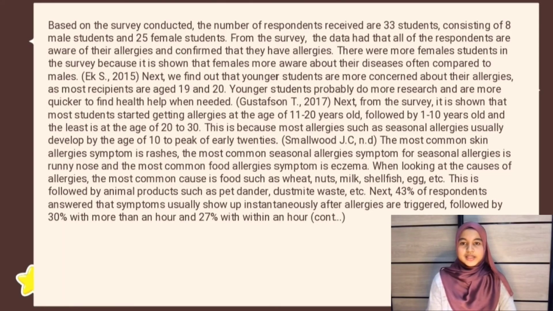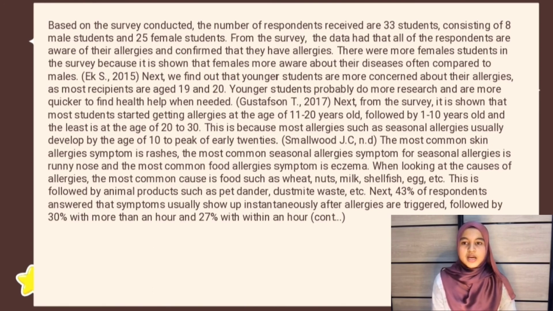For this section, I will discuss the discussion and conclusion based on our survey. Based on the survey conducted, the number of respondents received is 33 students, consisting of 8 male and 25 female students. From the survey, all of the respondents are aware of their allergies and confirmed that they have allergies. There were more female students in the survey because females are often more aware about their disease compared to males.